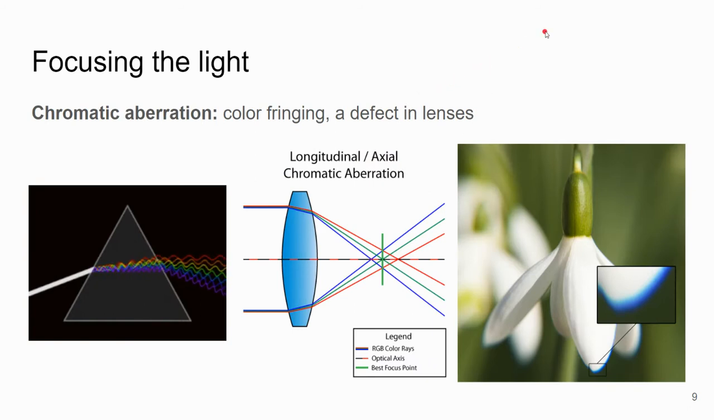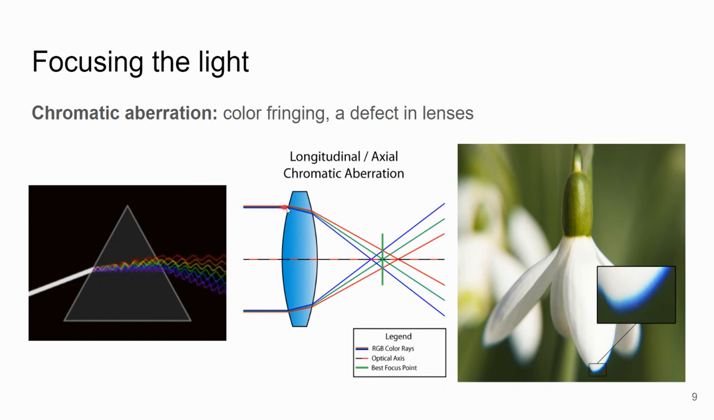Here is chromatic aberration, which is a fancy way of saying color fringing, a defect that you get in lenses. Really expensive photographic lenses combine different pieces of glass in very clever ways, and they try to minimize this effect, but you can't minimize it perfectly, even doing that. But this picture shows you what's going on.